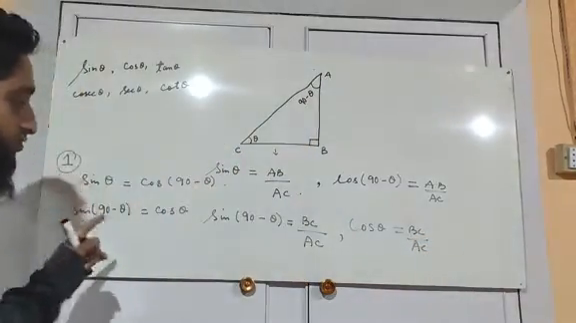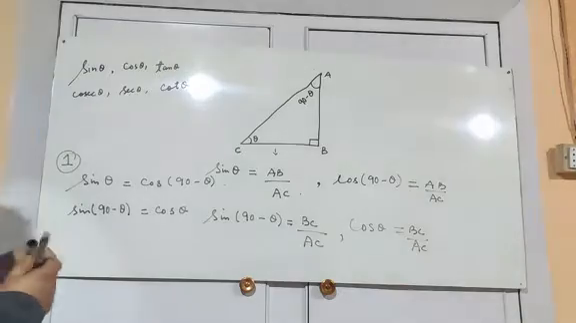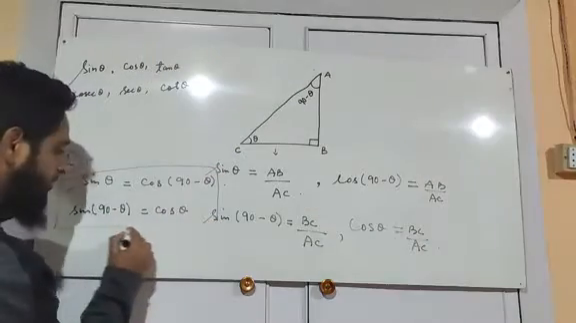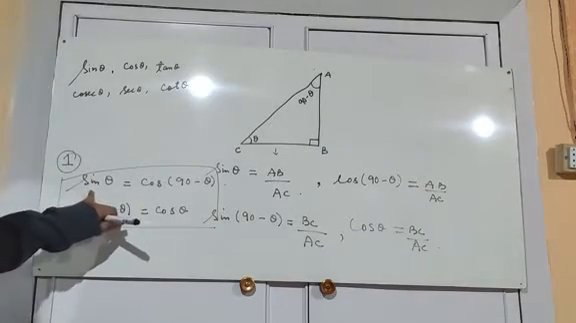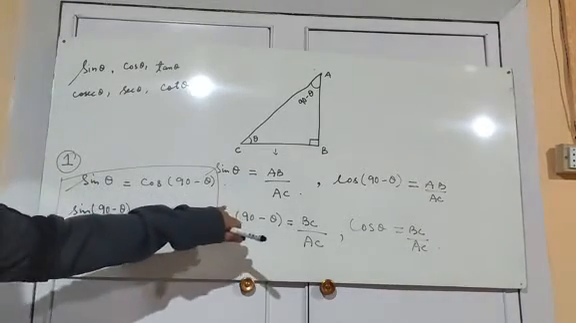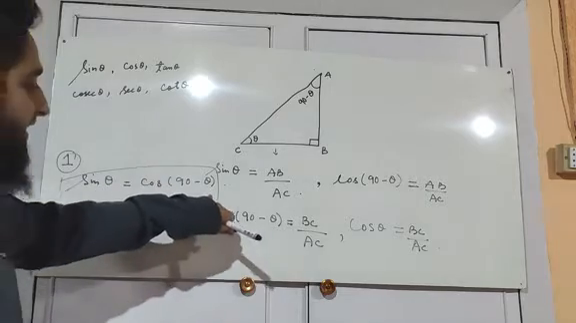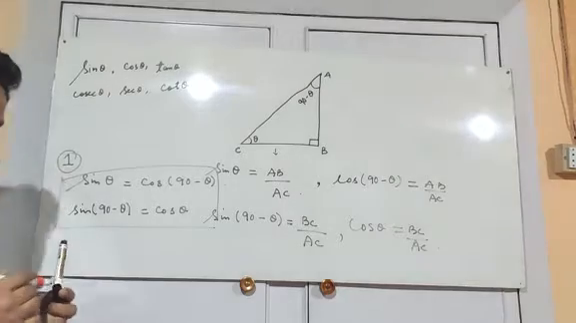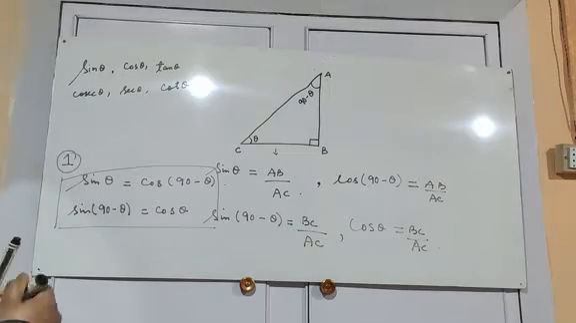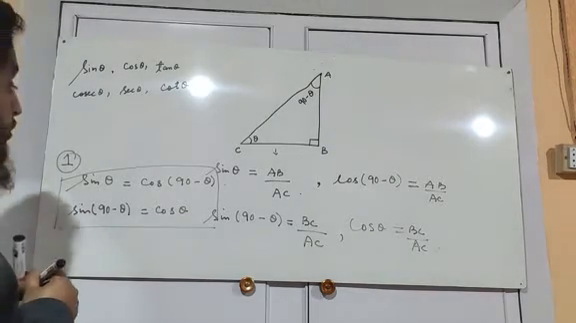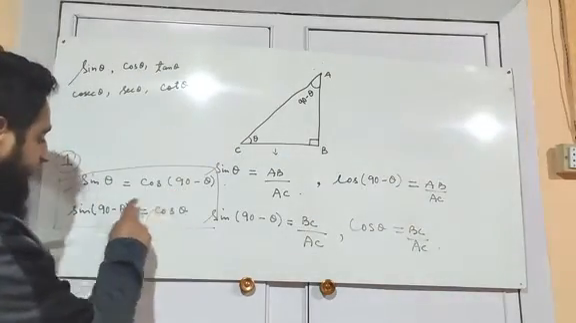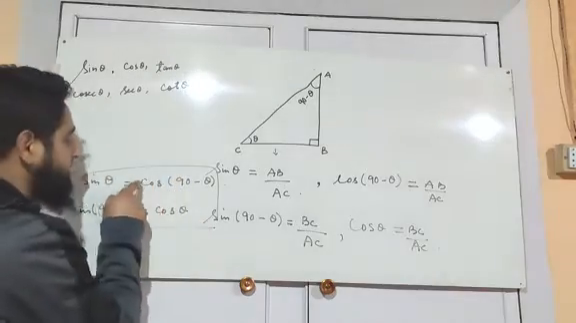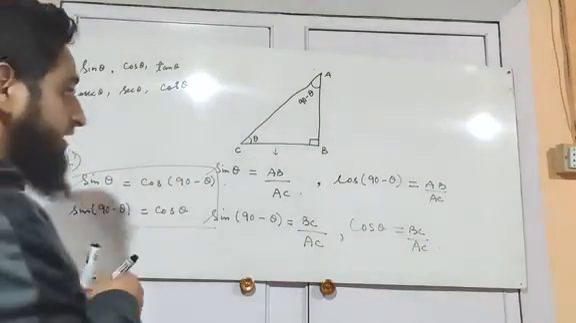I hope you have understood it completely. At the end we got this remark. This is the first remark you have to remember. Sine theta is equal to cos of 90 minus theta, or you can say cos of 90 minus theta is sine theta, and sine of 90 minus theta is cos theta. Similarly, at home you can find another. You have to only remember at 90 sine gets changed into cos, and at 90 cos gets changed into sine.